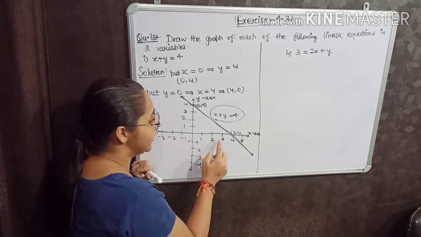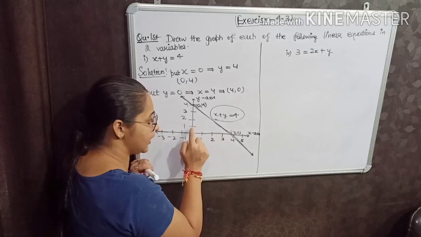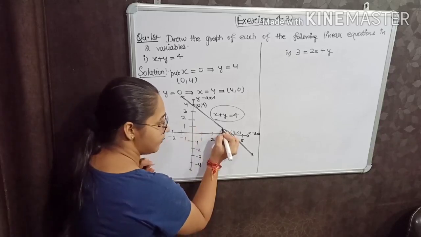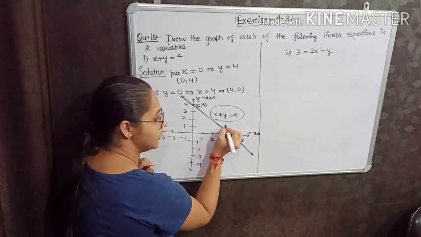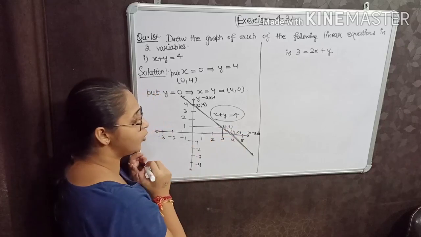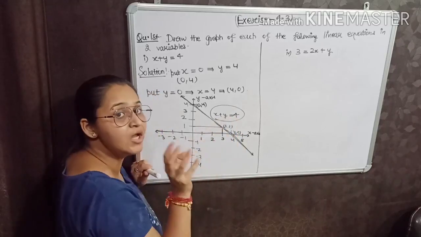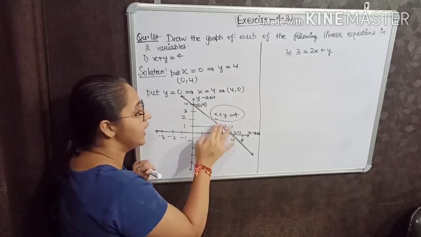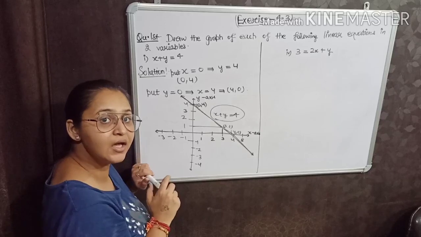For example, I am taking this point, x is equal to 3 and y is equal to 1. For this point, x is 3 and y is 1. So 3, 1. Now put 3, 1: 3 plus 1 is equal to 4. It is satisfying. So we can easily see that every point lying on the line is satisfying the equation.